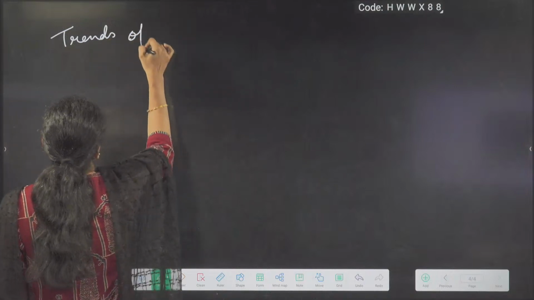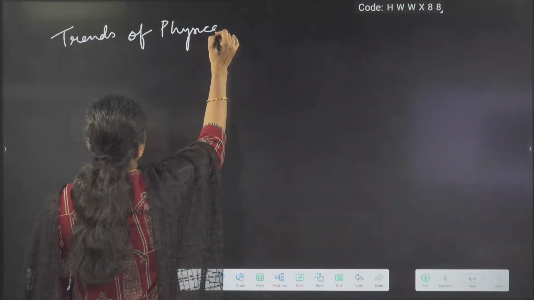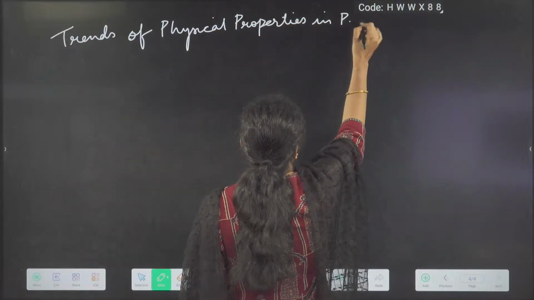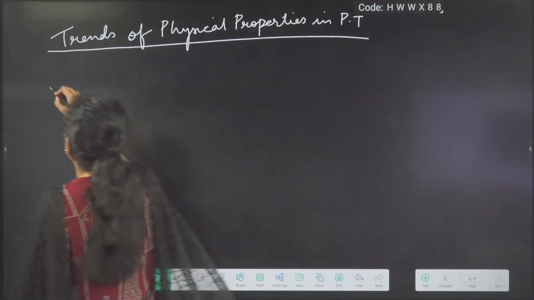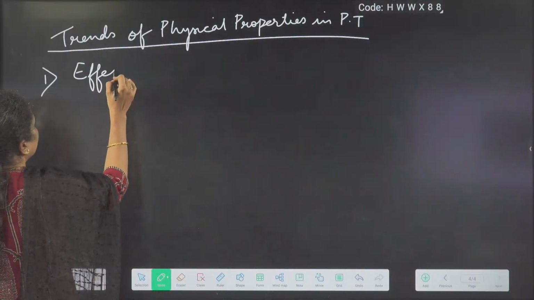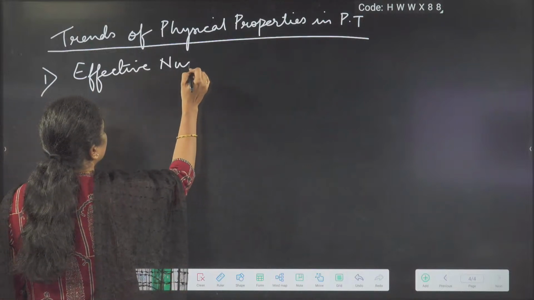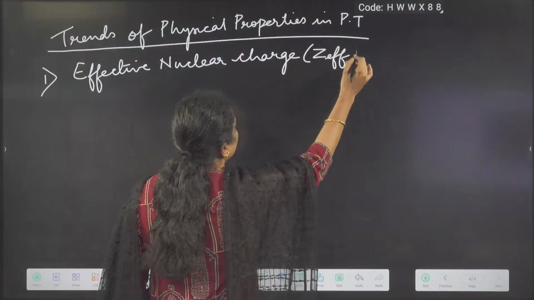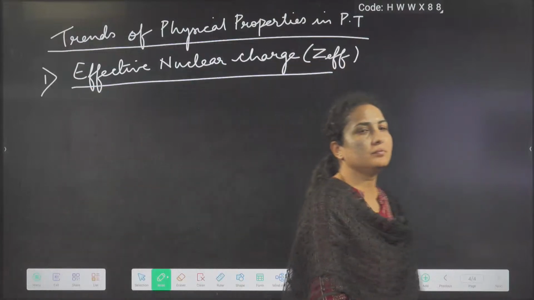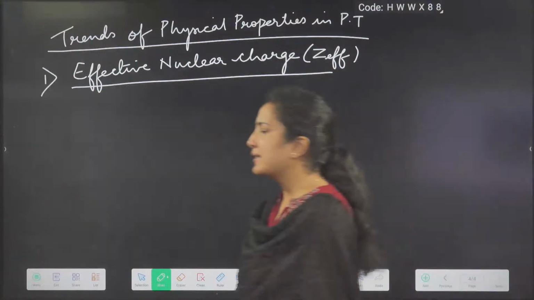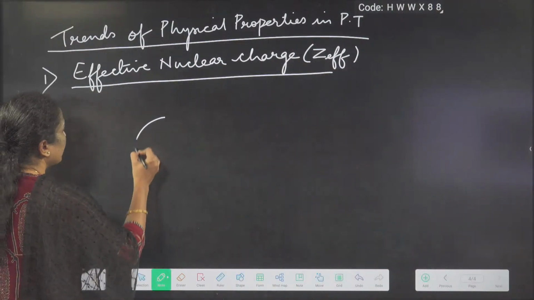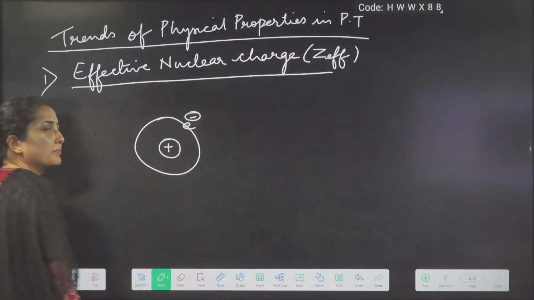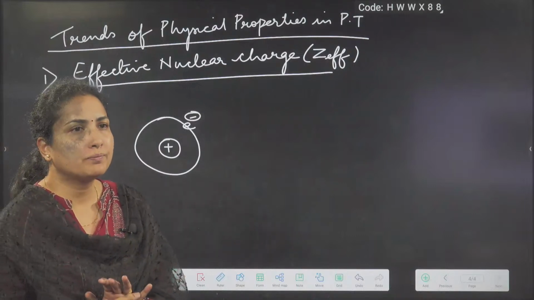trends of physical properties. Physical properties in the periodic table. Now the first one which we are going to learn is effective nuclear charge, which we represent as Z effective. Now again it is very simple here. Suppose there is an atom which I am showing. There is only one shell to it. Nucleus here, there is an electron here, right? There is no inner shell which I am showing.